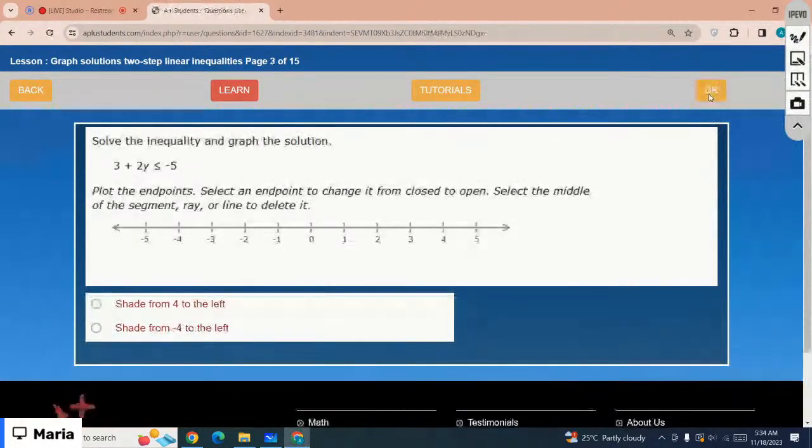Solve the inequality and graph the solution. 3 plus 2y is less than or equal to negative 5. Which is the correct option? Yes, the correct option is shade from negative 4 to the left. Very good.